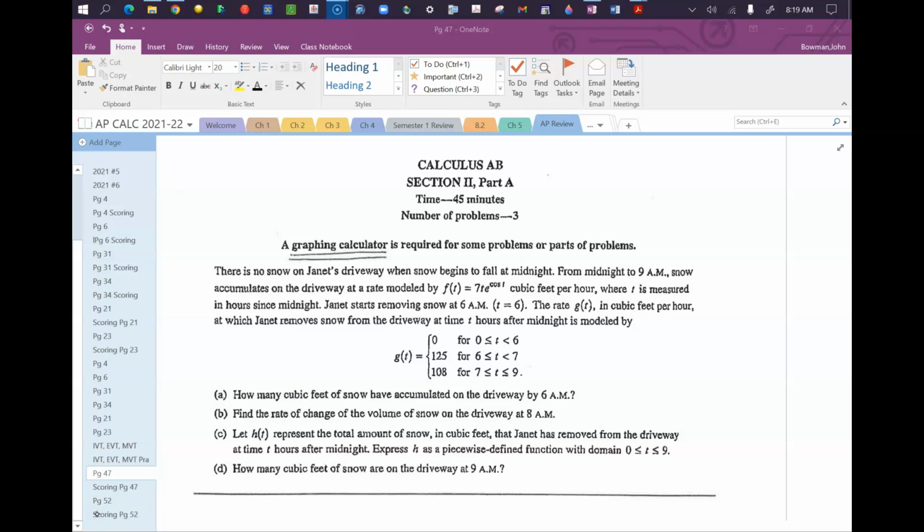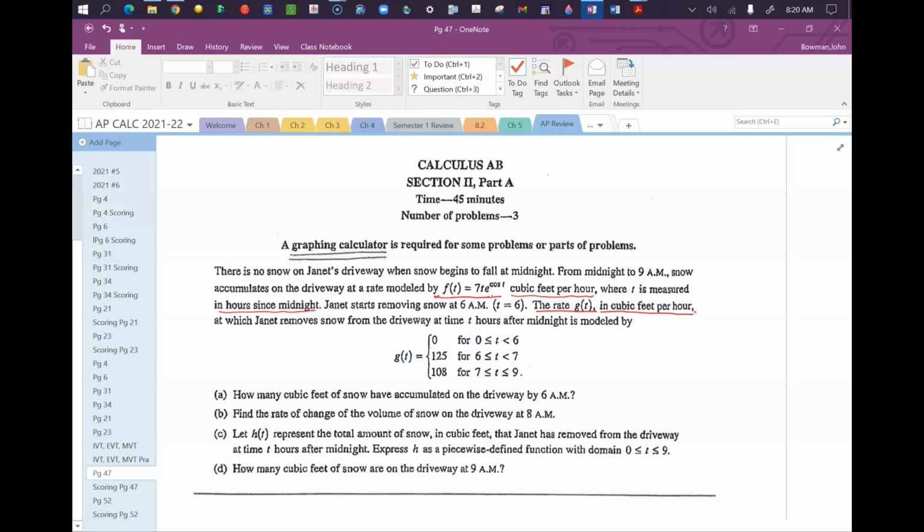There is no snow on Janet's driveway when snow begins to fall at midnight. From midnight to 9 a.m., snow accumulates on the driveway at a rate modeled by f of t, notice that that is a rate, in cubic feet per hour, where t is measured in hours since midnight. Janet starts removing snow at 6 a.m., t is equal to 6. The rate g of t, so another rate, in cubic feet per hour, again the same units, at which Janet removes snow from the driveway at time t hours after midnight is modeled by this piecewise function.